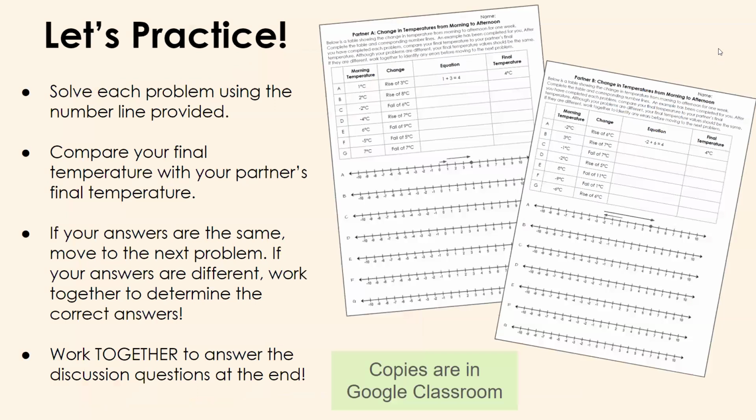For practice, you've been assigned to a partner. Go to Google Classroom and find your document. If you're partner A, you'll have this form. If you're partner B, you'll have this one. You'll both be solving the problems. They're similar to what we just modeled. Partner A's are different from partner B's, but if you do it correctly, you'll end up with the same final temperature answers. So you can compare your answers with your partners to check your work.